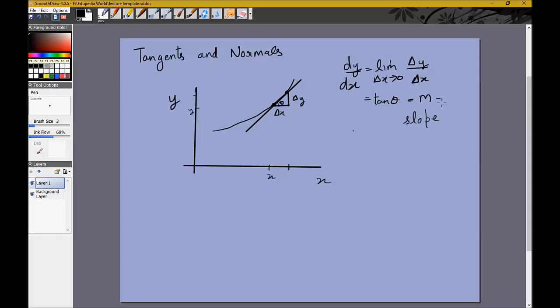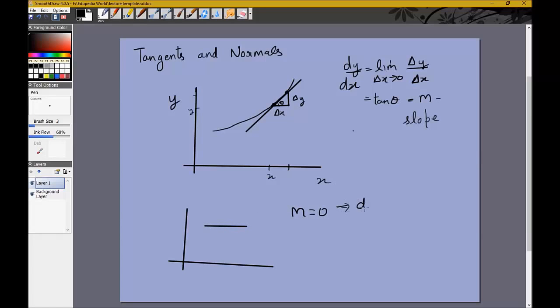And this is a general concept in coordinate geometry for any line. The slope of any line is tan theta, where theta is the angle made by that line and the positive x-axis. And dy by dx is tan theta, which is the slope. Now, there are some special cases. When the line is parallel to the x-axis, the slope is 0. Right? Because tan theta will be 0 because theta is 0.